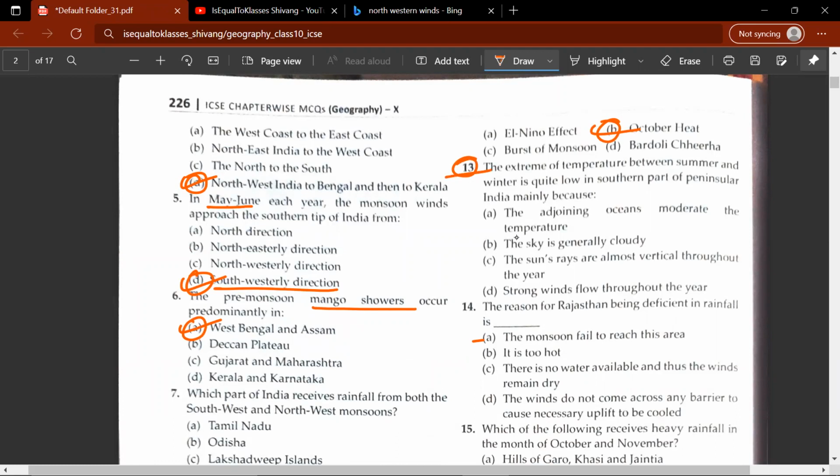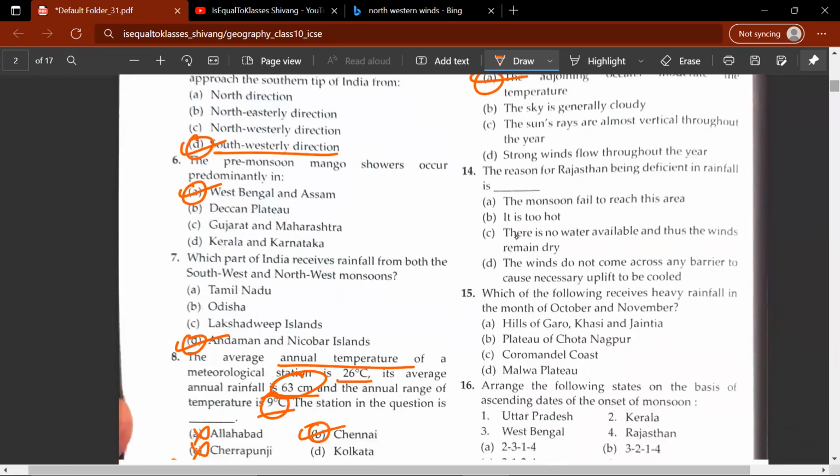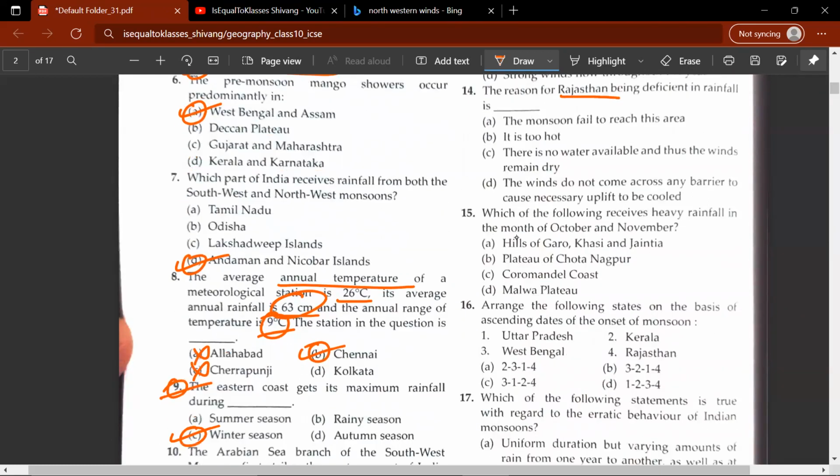13th question. The extreme of temperature between summer and winter is quite low in southern part of peninsular India, mainly because, the correct answer would be A, the adjoining oceans moderate the temperature. Moving on to the 14th question. The reason for Rajasthan being deficient in rainfall is because of Aravalli range. The winds do not come across any barrier to cause necessary uplift to be cooled. So this is the reason.